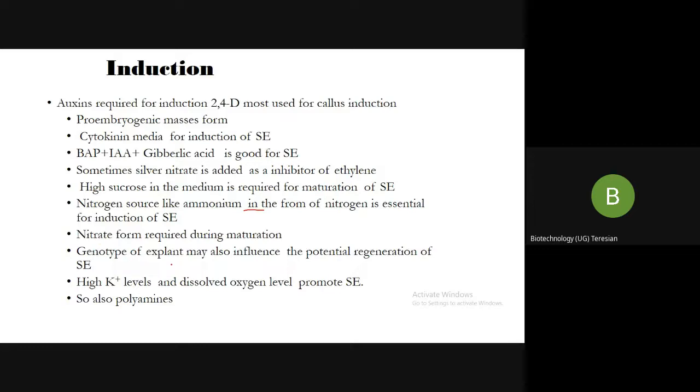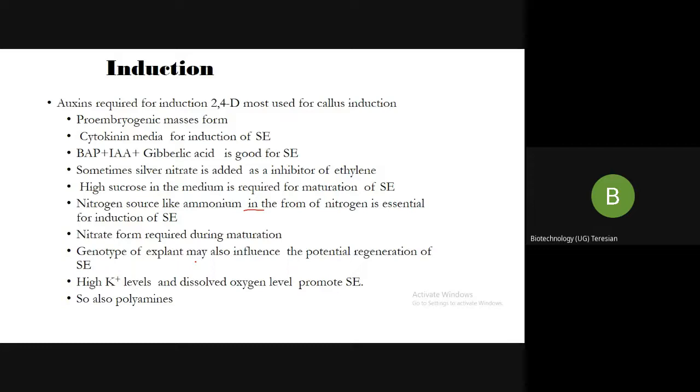Then the genotype of the explant may also influence the potential of regeneration of your embryogenesis. What is the genotype of the explant you have chosen? That is also very important. Also, you can go for a high potassium level and dissolved oxygen level to promote somatic embryogenesis. Also polyamines.